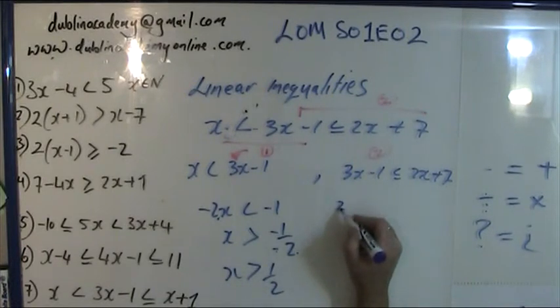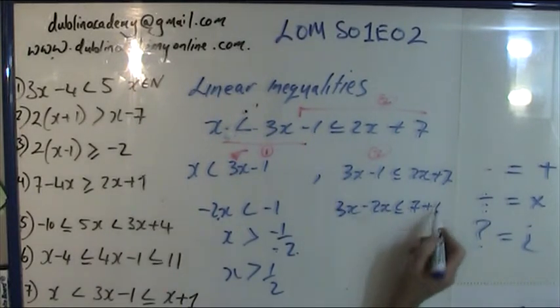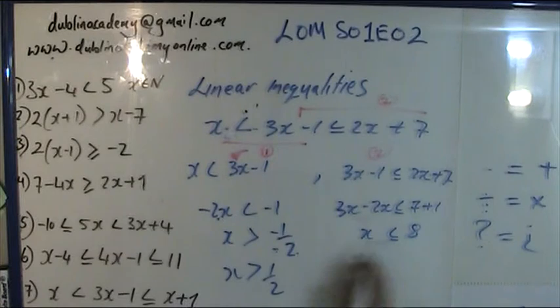Now you've got the next one. So you've got 3x minus 1, you bring the x's together. 3x minus 2x is less than or equal to 7 plus 1, so x is less than or equal to 8. Now we bring these two together. We put x in the middle: x is greater than a half, I'll put this in the red pen, but it's less than or equal to 8. You see that there? So I've brought that in. x is still greater than a half, but I turned it around because I want to fit this in here.